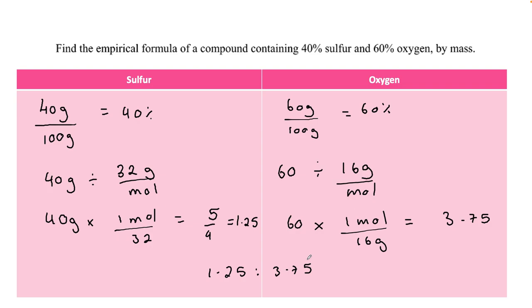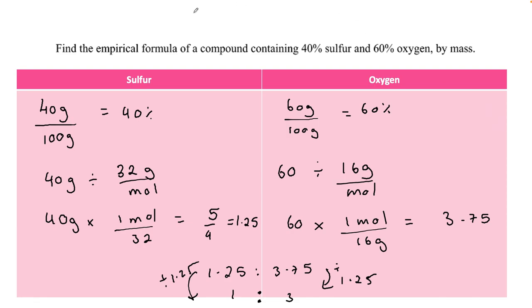So 3.75 divided by 1.25, it does. If I divide both sides by 1.25, the smaller number, that gives me 1 on this side. So I divide it by 1.25, and on this side I do the same. I divide by 1.25. So it's just a ratio. So that's the simplest whole number ratio.